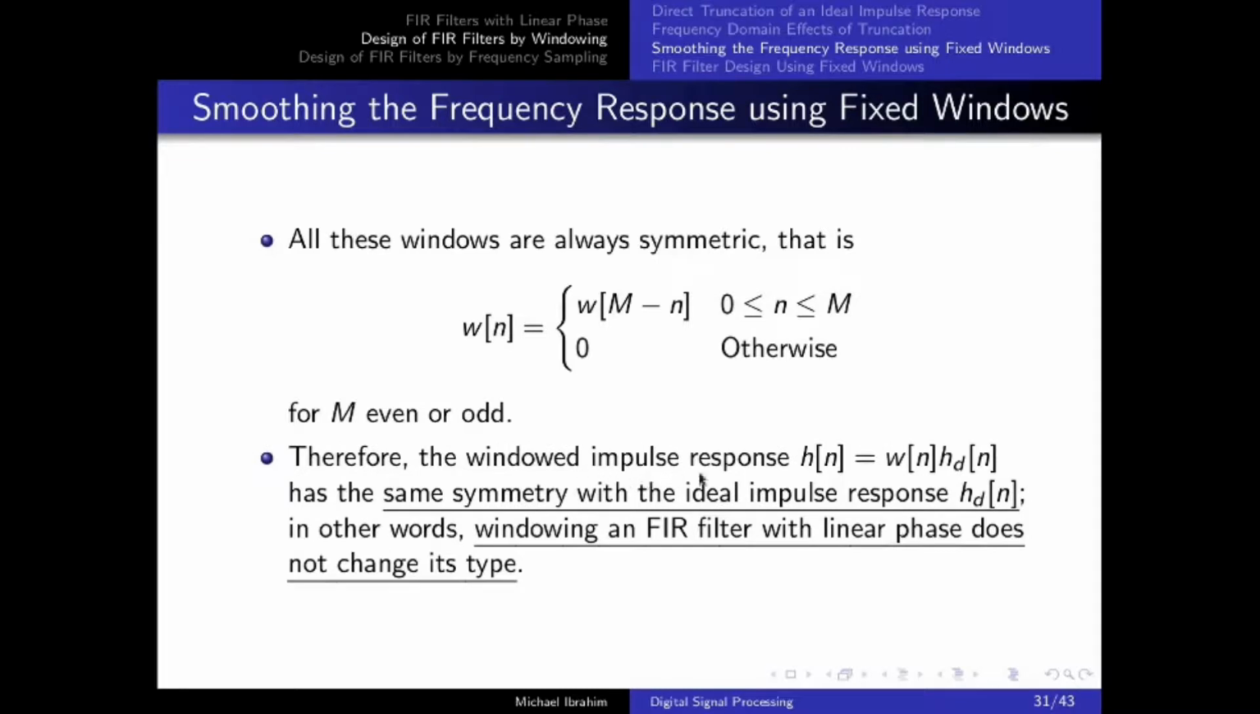Therefore, the windowed impulse response, which is the multiplication of the window times h desired, has the same symmetry as the ideal impulse response h desired of n. In other words, windowing an FIR filter with linear phase does not change its type. Since we have the symmetry in the window, we will have a symmetry in the new impulse response, and then we still have the linear phase.